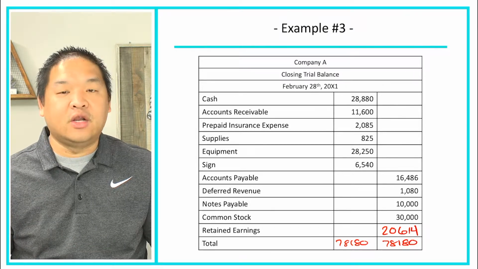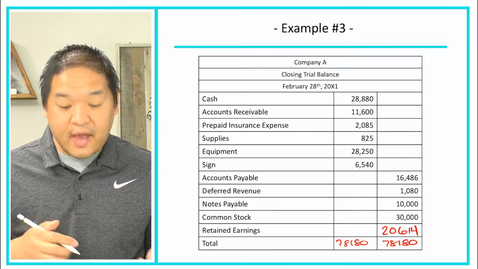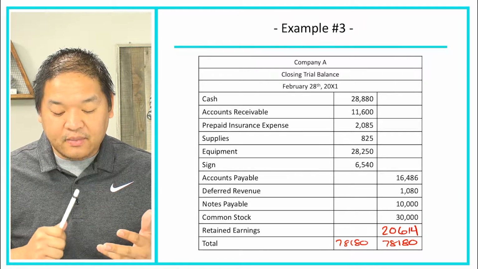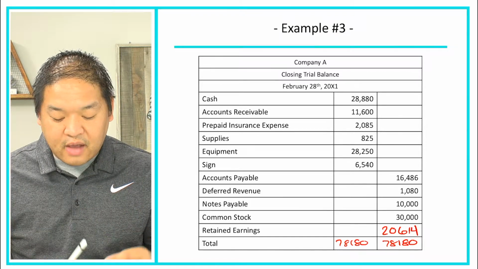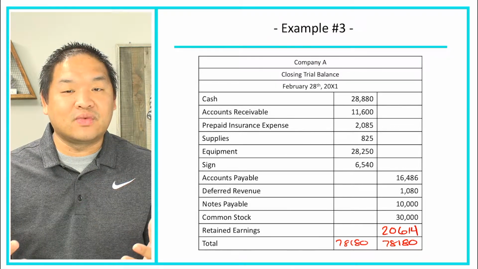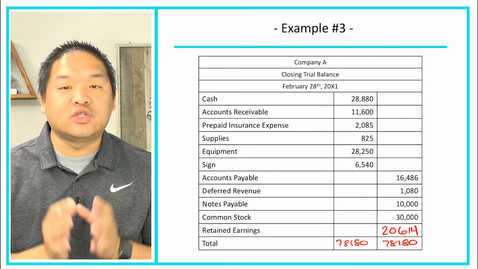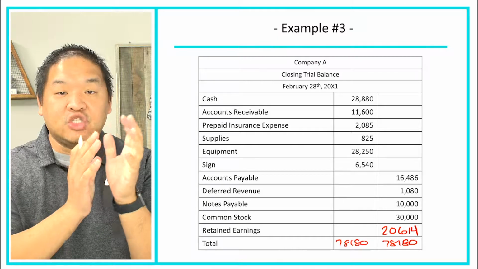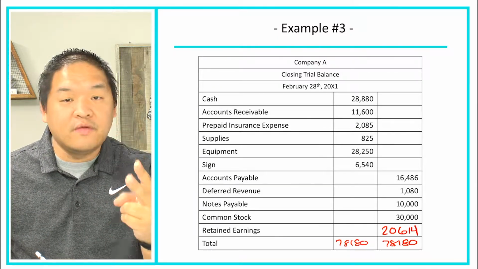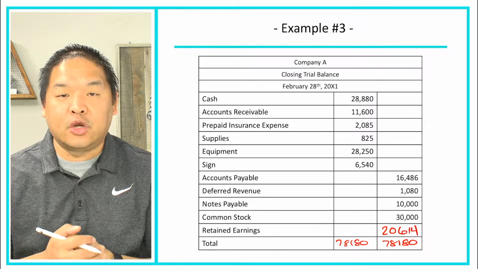Now, all of the other accounts, if you go look at the adjusted trial balance, cash, AR, prepaid, supplies, equipment, signs, AP, deferred revenue, notes payable, common stock are all just copied from the adjusted trial balance. So there's a reason I haven't really shown you where those numbers come from, because they copy them from the adjusted trial balance. The only thing that happens from the adjusted trial balance to the closing trial balance is that we remove all the revenues, we remove all the expenses, we remove all the dividends, and we combine them all into the retained earnings account.